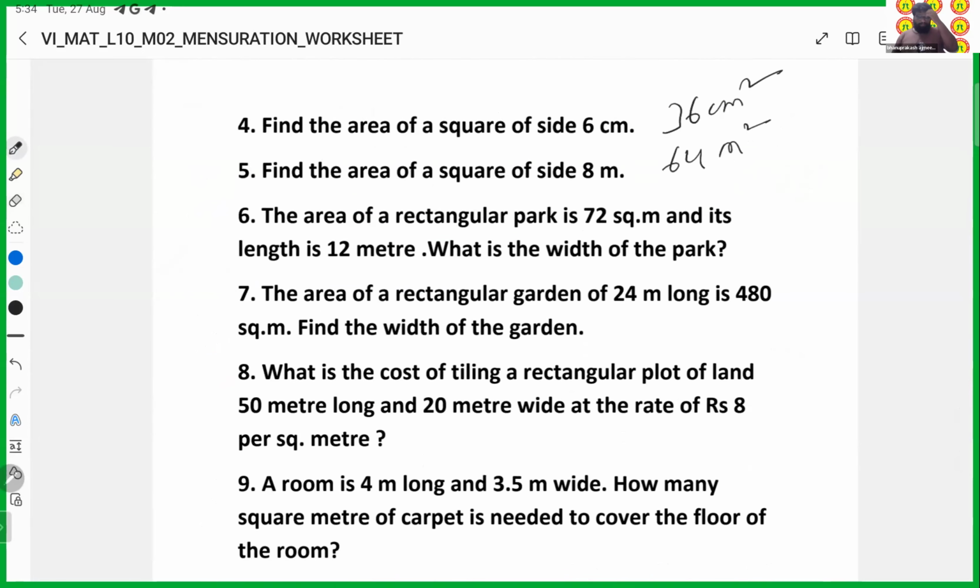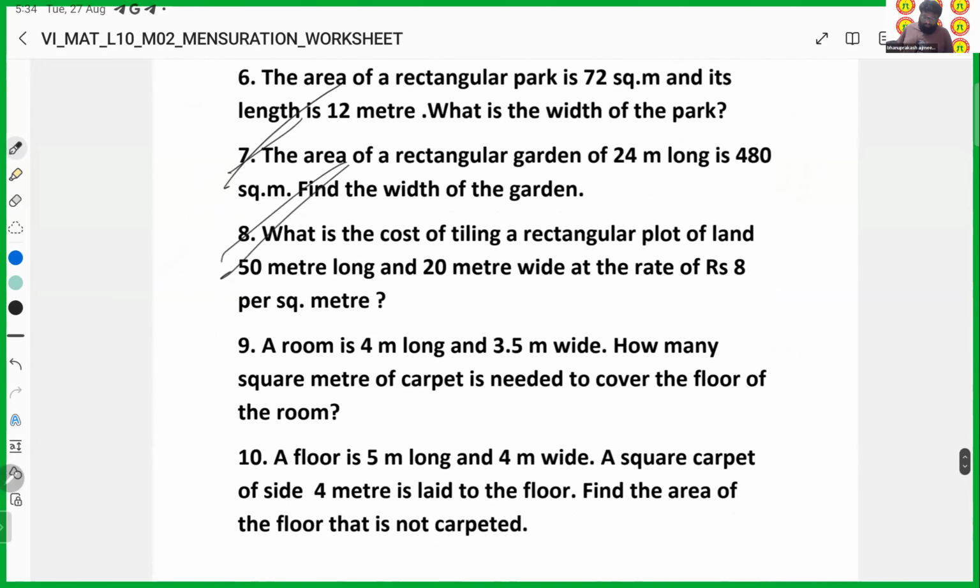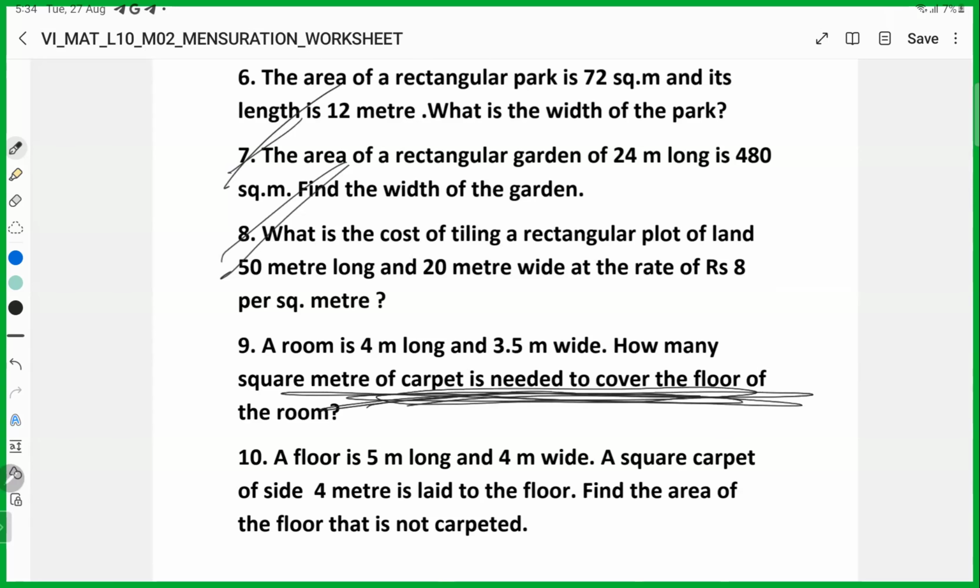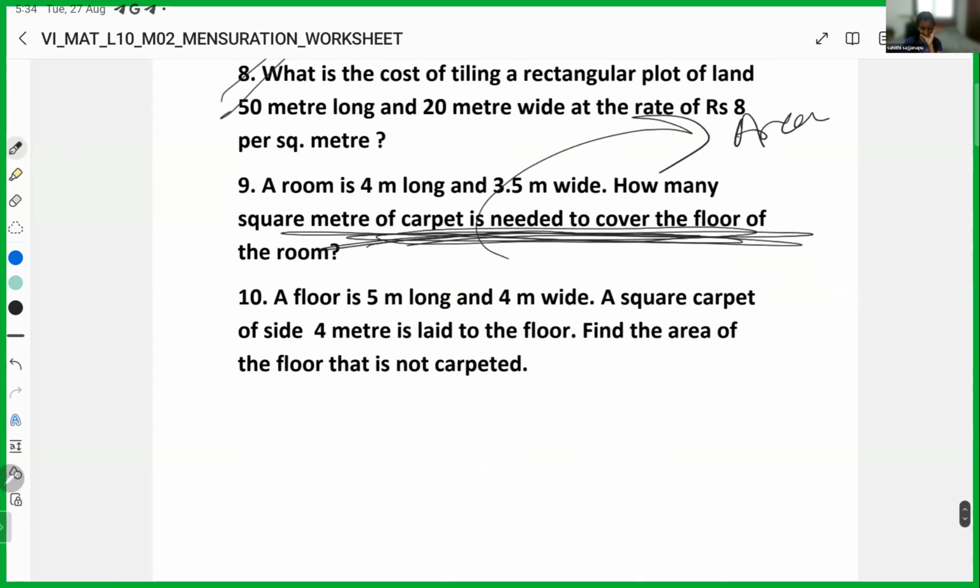And next, coming to the area of rectangular garden of 24 meters, we did this. What is the cost? This is also easy. The room is 4 meter long and 3.5 meter wide. How many square meter of carpet is needed? Again, here what we have to calculate? Square meter of carpet they are asking, means area. 8th, 9th is easy, and 10th.